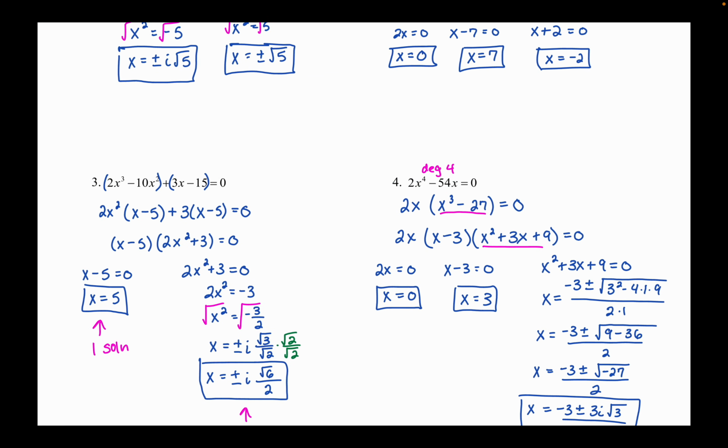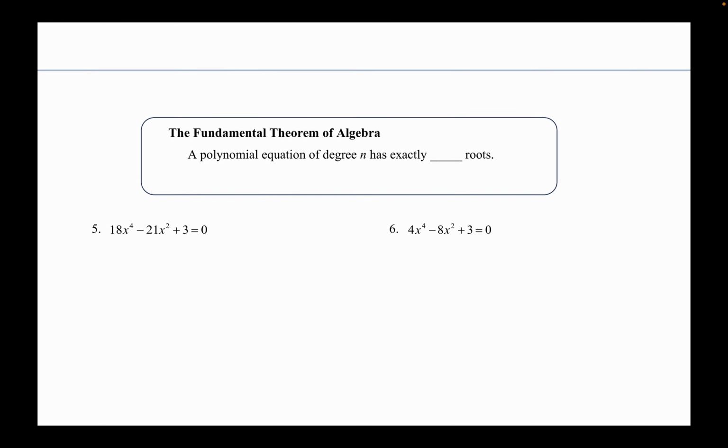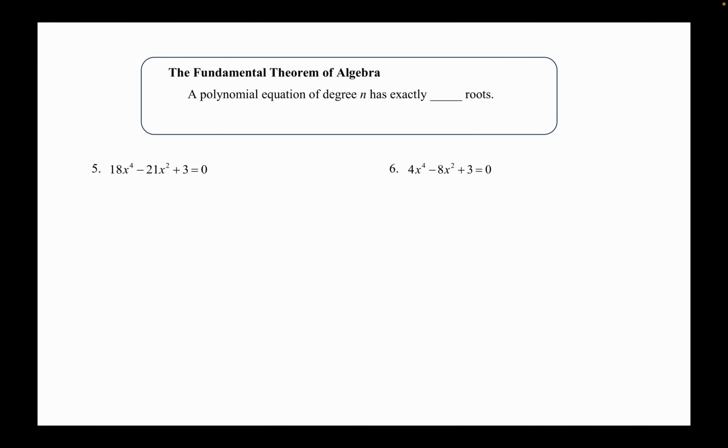If you look back on the front page, for instance, equation number 1 had degree 4 and it had 4 solutions. Number 2 had degree 3 and it had 3 solutions. So the fundamental theorem of algebra states that a polynomial of degree n has exactly n roots. That just means if it's degree 3, then it has 3 roots or solutions.